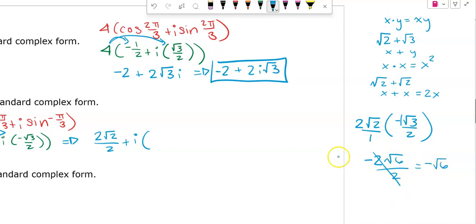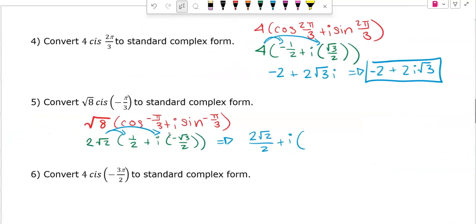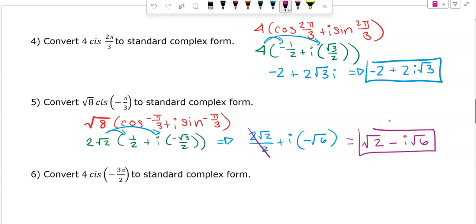And so what I'm going to do is come back over here, and that means over here I'm going to have that i value is going to be a negative square root 6. Okay, so if I come back and look at what I've got right here, I can simplify a little bit here. This 2 divided by 2 cancels out, and that leaves me with a square root 2. And right here, I have i times negative square root 6, and this is a plus, so this becomes minus i square root 6. And there's my answer. That is written in complex form.